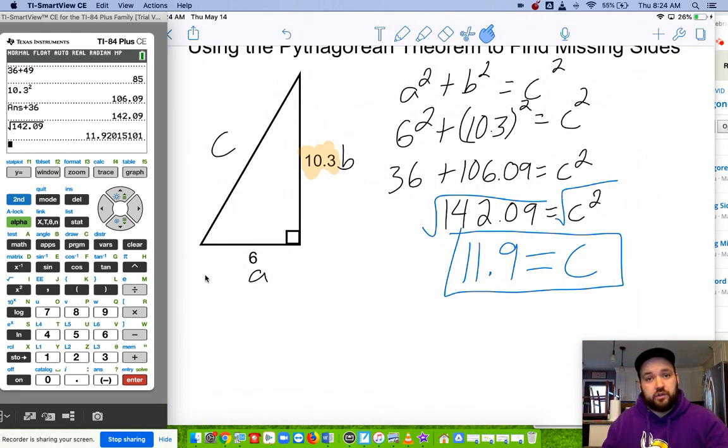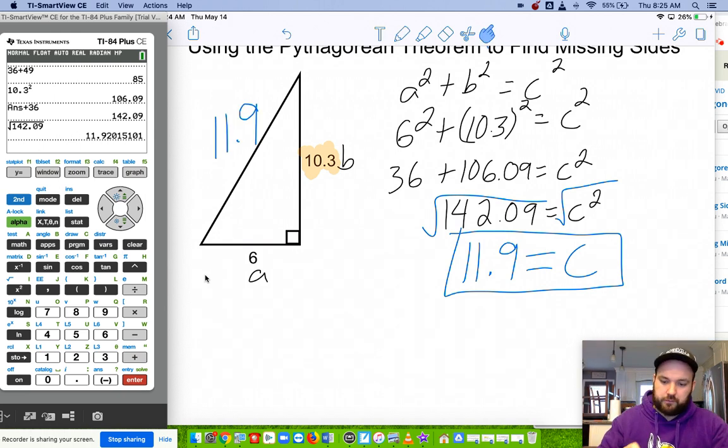A smart thing to do to check is just make sure that the hypotenuse number that you got is bigger than the other sides of the triangle. Sometimes weird things can happen. Your longest side of the triangle should always be the hypotenuse, and sure enough, if I put in 11.9, it's the longest side of the triangle.